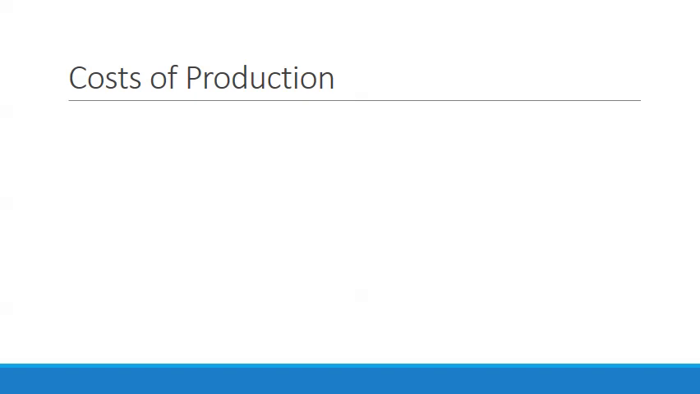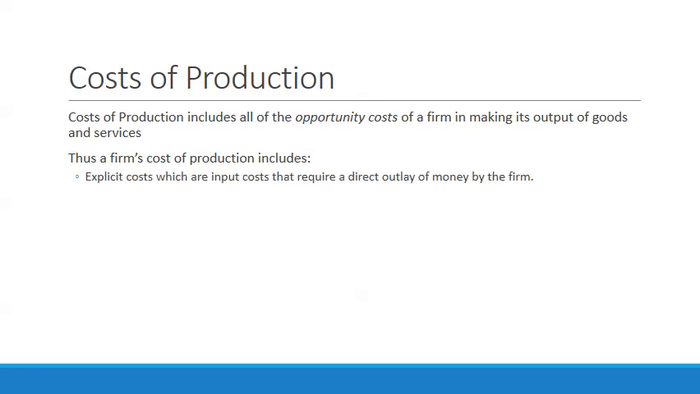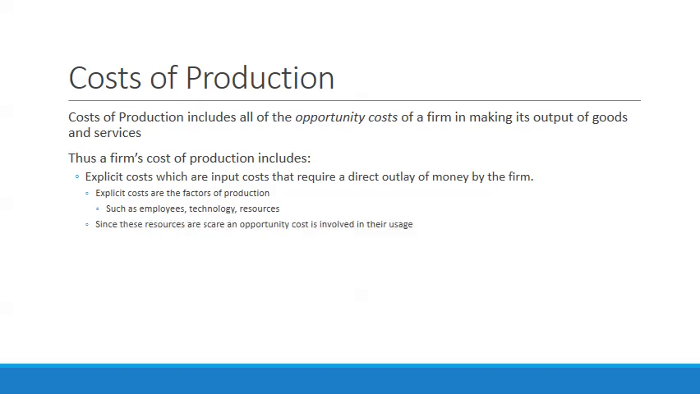Okay, so now that we know what profit is, we got to spend our time here looking at the cost of production. So the cost of production includes all of the opportunity cost of a firm in making its output of goods and services. Thus, a firm's cost of production includes explicit cost. These are the important ones, which are the input costs that require direct outlay of money by the firm. So explicit costs are the factors of production: that land, that labor, that capital, entrepreneurship. Think employees, technology, resources. And since these resources are scarce, an opportunity cost is involved in their usage.